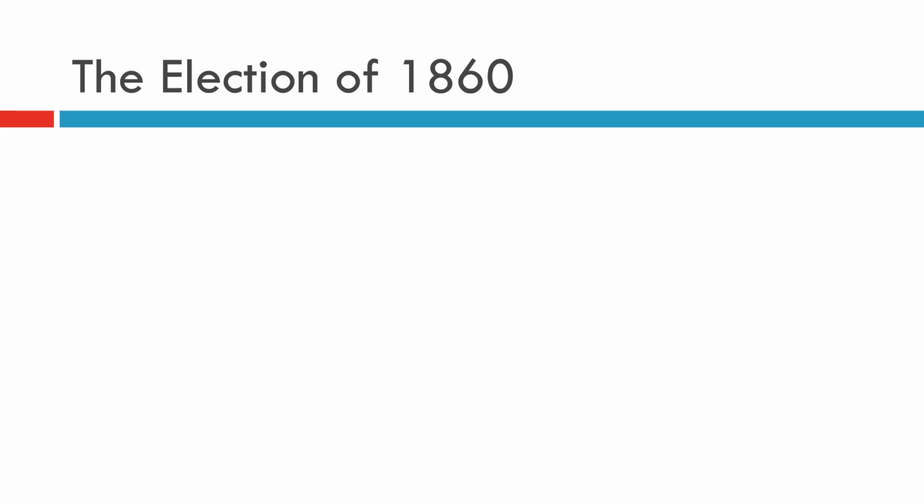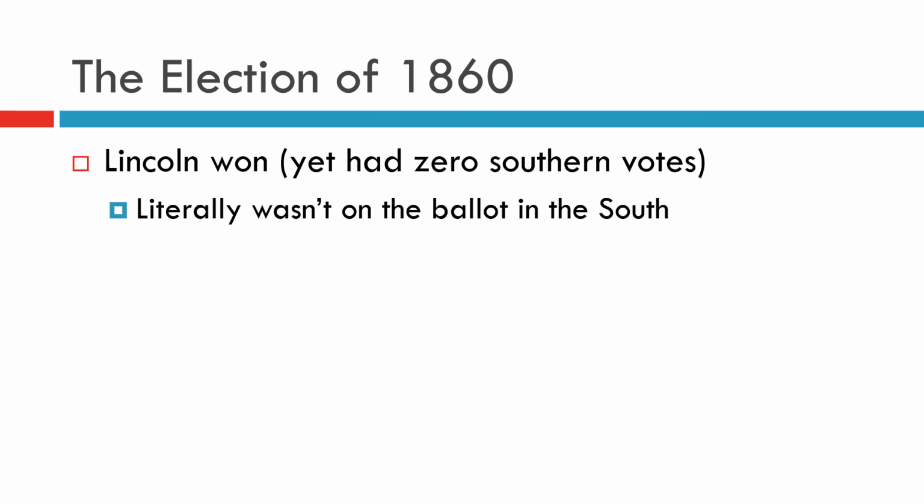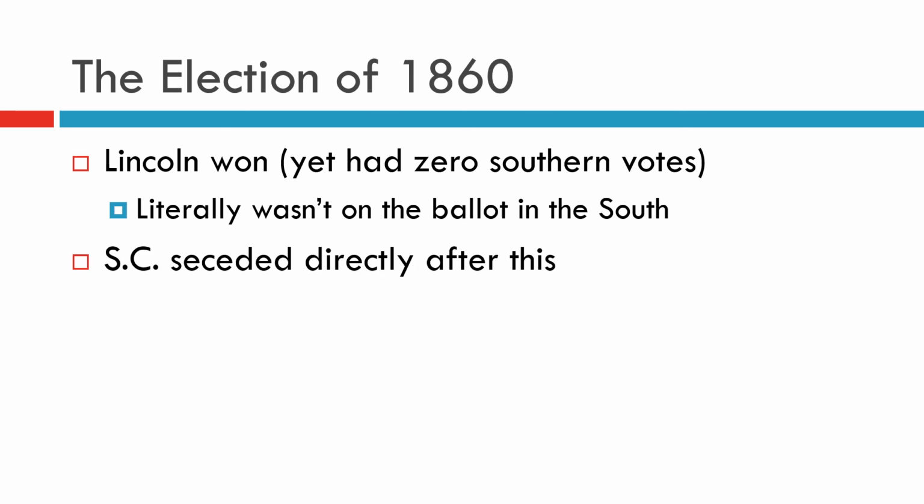The final straw, of course, for the South is the election of 1860. Lincoln wins, you know that. He had no Southern votes. In fact, he was not even on the ballot in many or all of those Southern states. Directly after this, South Carolina seceded.